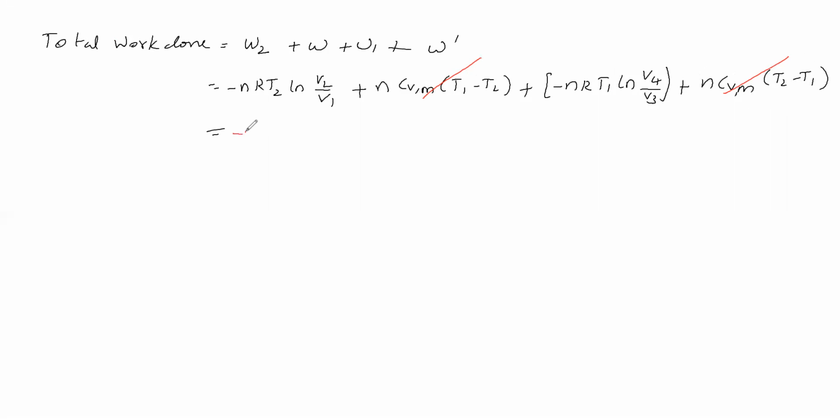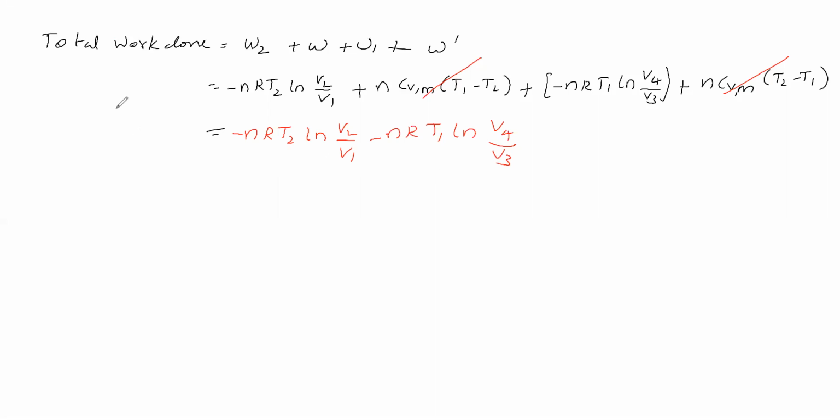So what is remaining here? nRT2 ln(V2/V1), and this we can write as nRT1 ln(V4/V3). So we have written like this. This is called the total work done. So now we got the total work done.